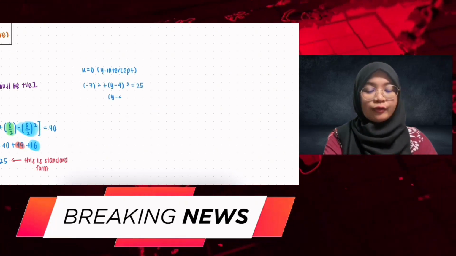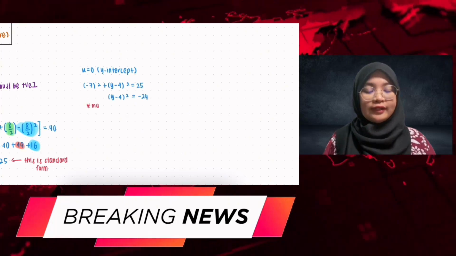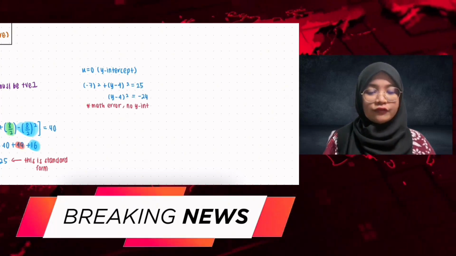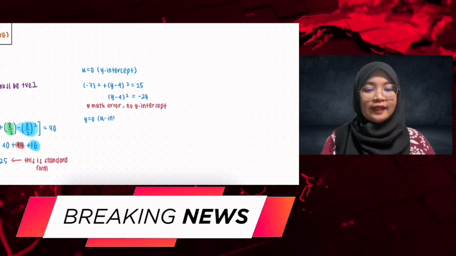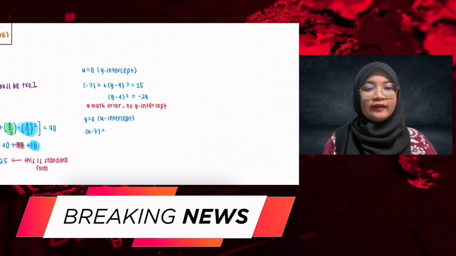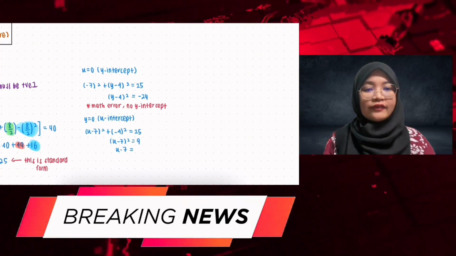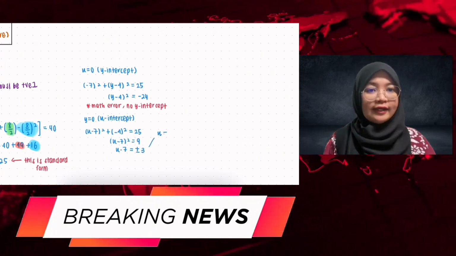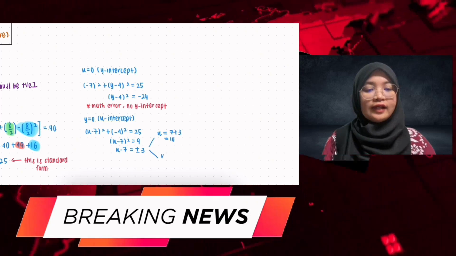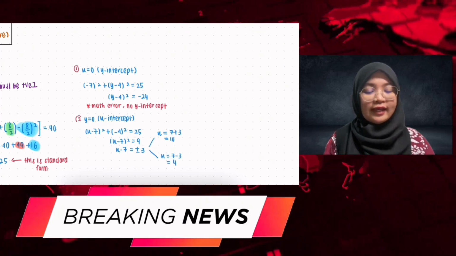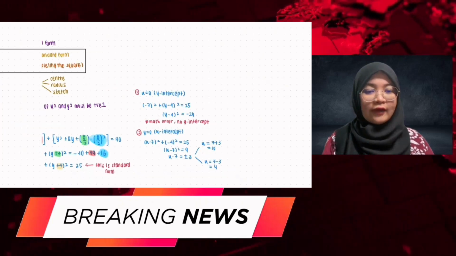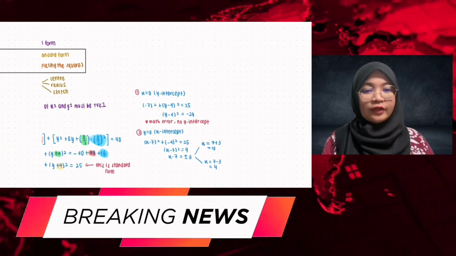Just like the previous question, we have to remember to equate the equation with x equal to 0 to find the y-intercept. So in this case, we have math error, which means we have no y-intercept. So next, we have to find the x-intercept by making sure that y is equal to 0. So we can tell that x is equal to 10 and x also is equal to 4. So we have our 2 x-intercepts. So that is the end of this question.